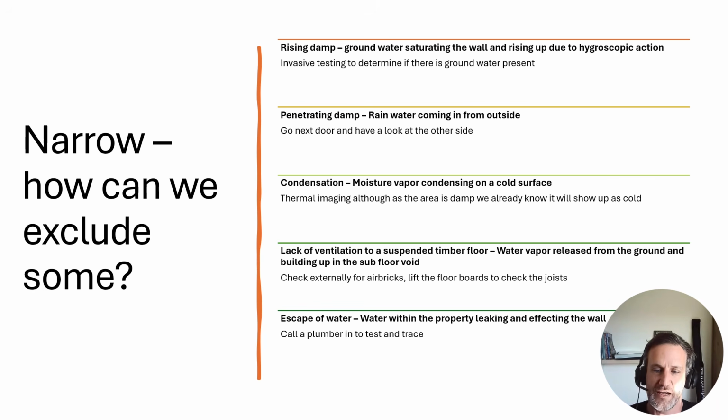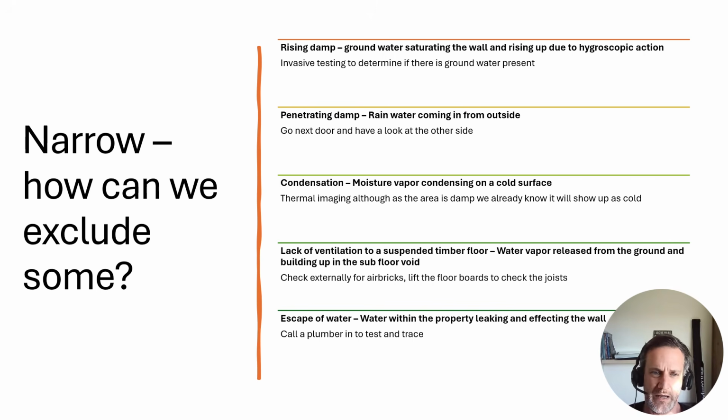But we can do a bit more to exclude them. This is the next stage of our process, this narrowing down process. So obviously rising damp, we could carry out invasive testing to determine if there's groundwater present. We can have samples taken, we can have testing for salt and all these things. We can further exclude penetrating damp by having a look at next door, check what's actually happening the other side of that wall. Again, it's cheap and easy to do, but it's not going to be the most vital one.